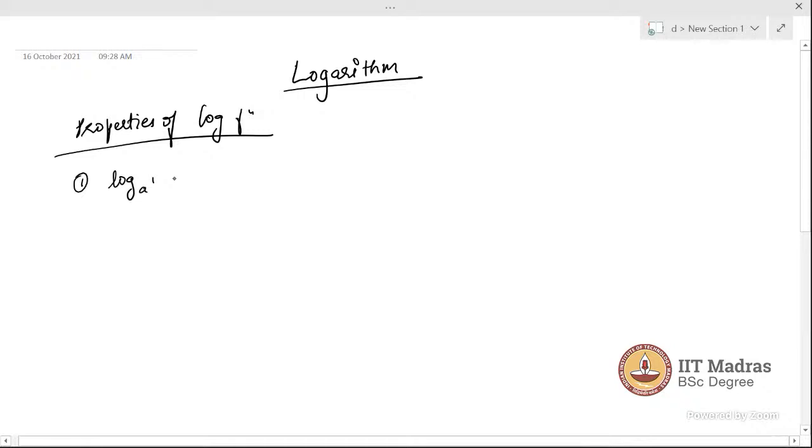Could you tell me what is log 1 to the base a? Zero. And this is for whatever a, where a is greater than 1. We can keep this in our hand. This is applicable even when the base is half, still you will get this. So log 1 is 0.